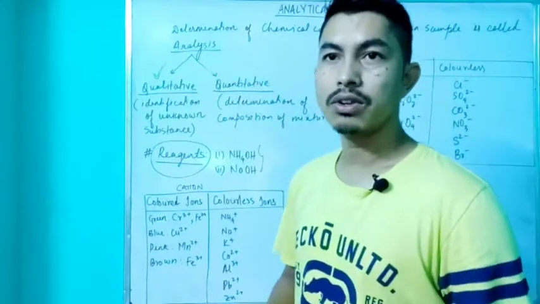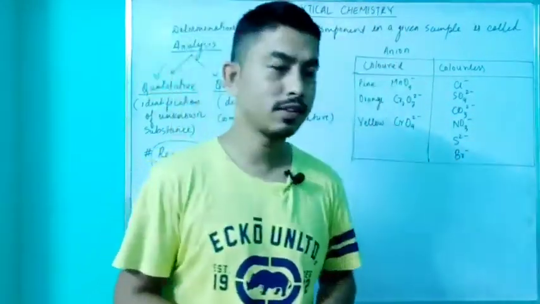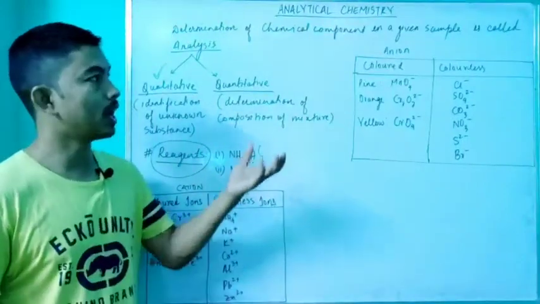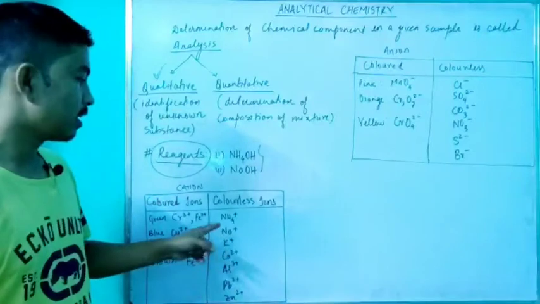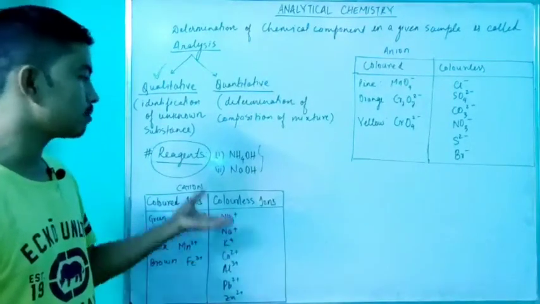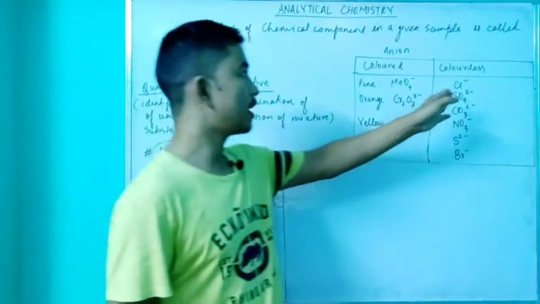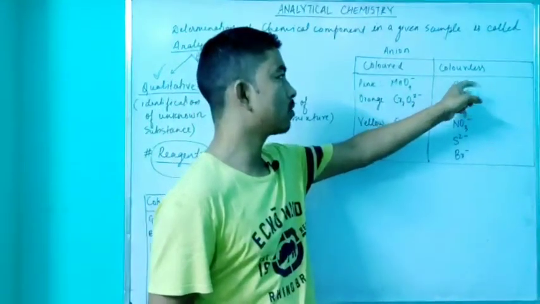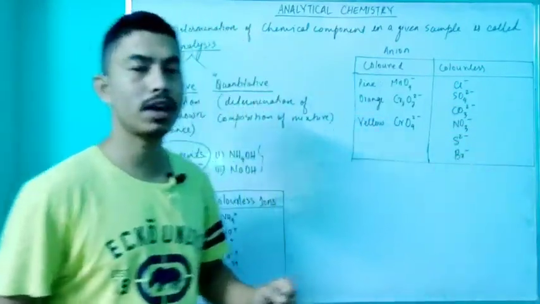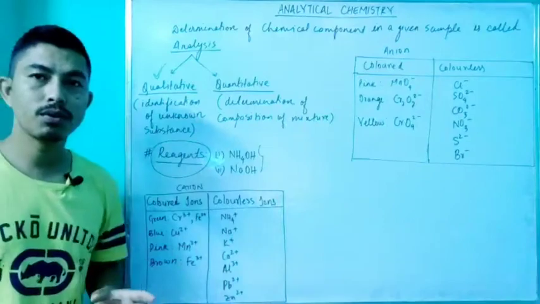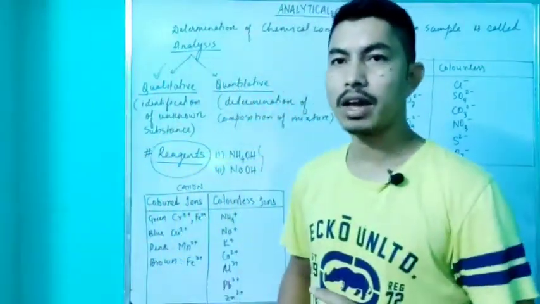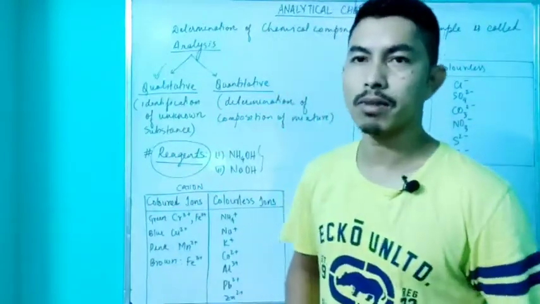For that you need to remember the color of the different ions. Most of the ions, whether cation or anion, are colorless. Cations like ammonium, sodium, potassium, calcium, aluminum, lead, zinc are all colorless. In case of anions, most of them like chloride, sulfate, carbonate, nitrite, sulfide, bromide are all colorless. But there are a few which are colored as well. So if you remember the colored ions, the rest are all colorless.